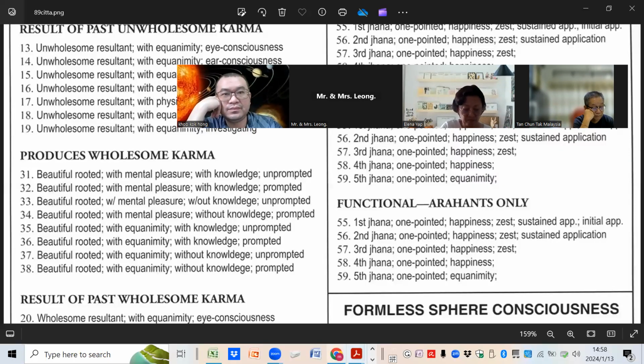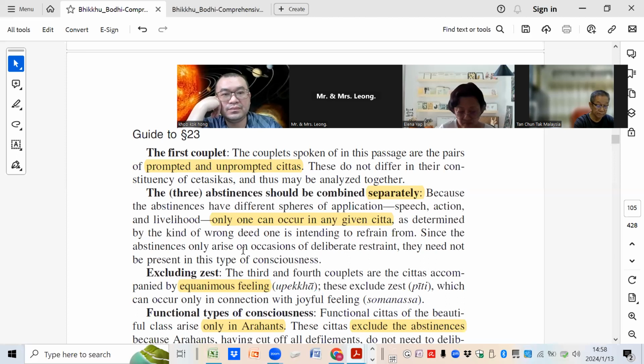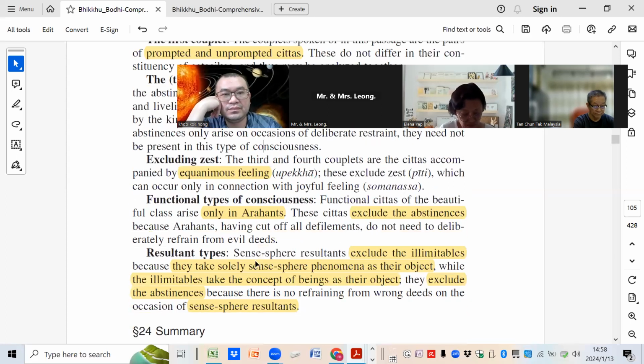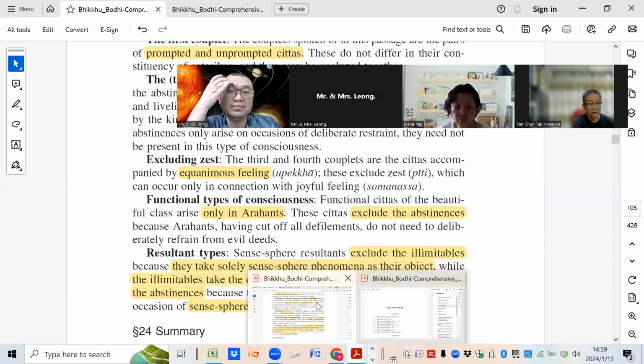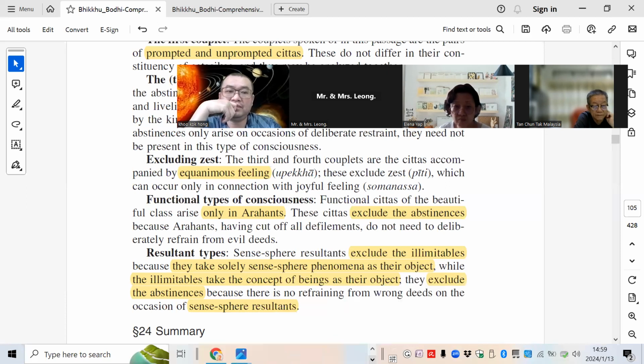Now let me continue with Abhidhamma in the first place. Second, make sure you are expert in the Abhidhamma because we'll use this knowledge for the calculation. Then you see, excluding zest. What does it mean? Class, the third and fourth couplets are accompanied by equanimous feeling. So exclude the zest, piti, which can occur only in connection with joyful feeling. Let me check it for you.